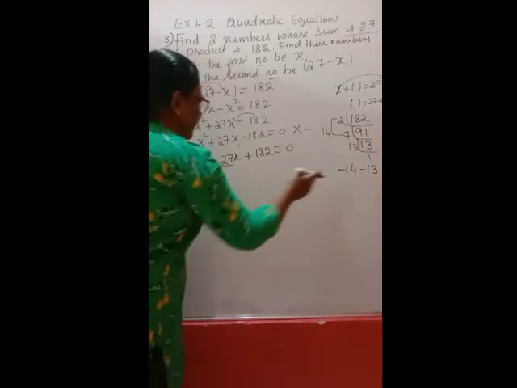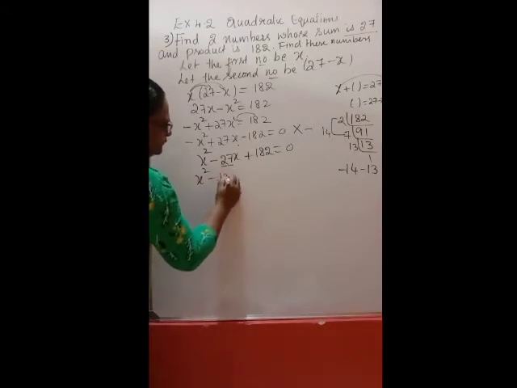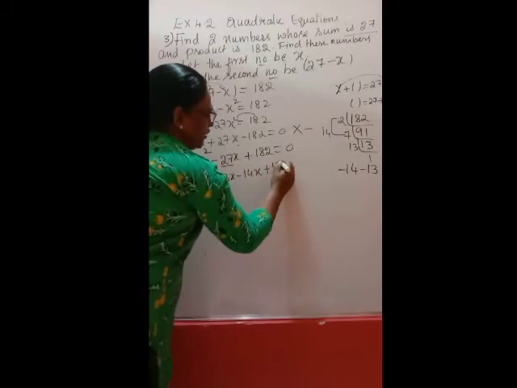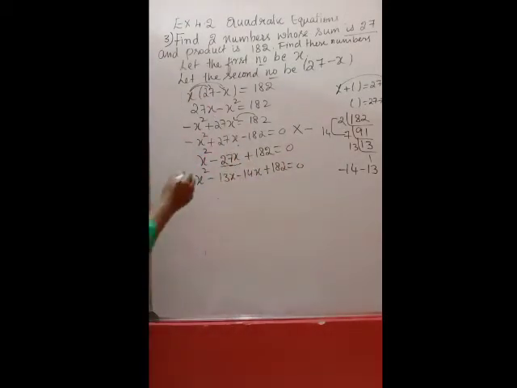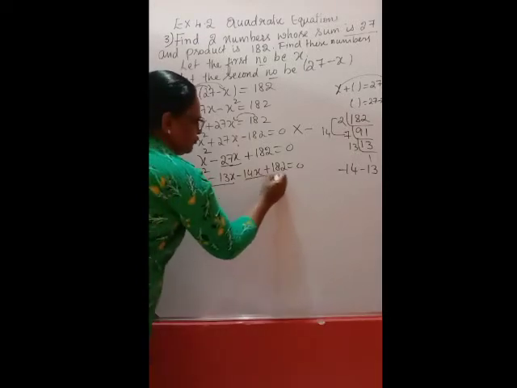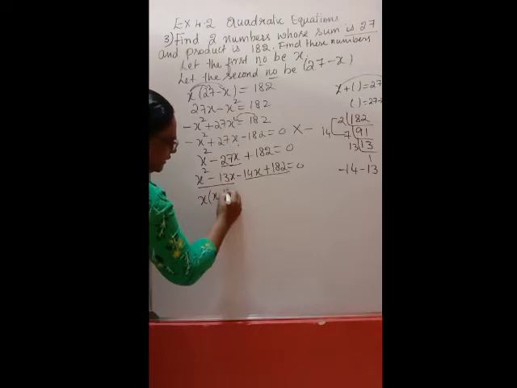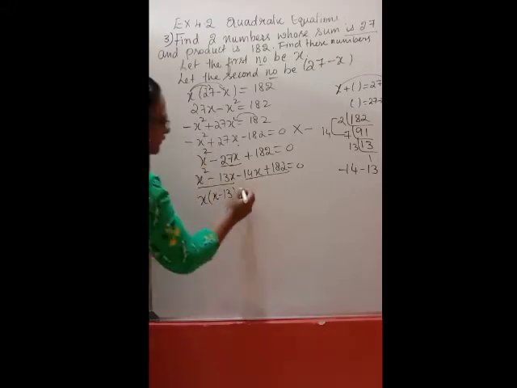Now let me split this as x square minus 13x minus 14x plus 182 is equal to 0, instead of 27x, I have split it like this. Now, as usual, grouping: x is common. x minus 13, x is taken out as common, remaining x minus; out of 13x, x is taken out, so 13 is remaining.